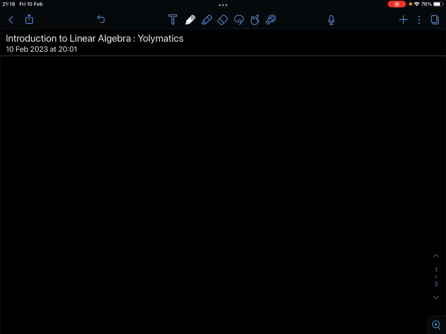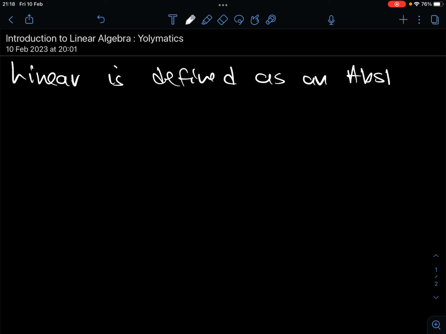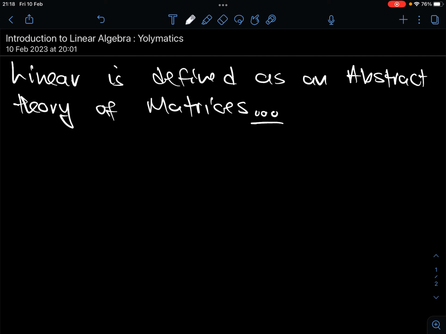So first, what exactly is linear algebra? To me, linear algebra is defined as an abstract theory of matrices. So the way I define linear algebra is that it is more like an abstract theory of matrices.